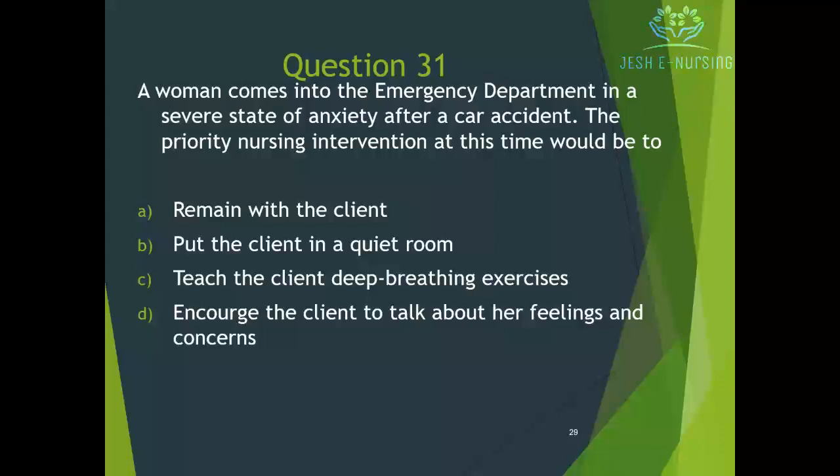Question number 31. A woman comes to the emergency department in a severe state of anxiety after a car accident. The priority nursing intervention at this time would be... So always we have to note the keyword. Here the question is priority nursing intervention. So all the answers will seem correct. We need to select the priority answer. Remain with the client, put the client in a quiet room, teach the client deep breathing exercises, encourage the client to talk about her feelings and concerns. Which will be the correct answer?